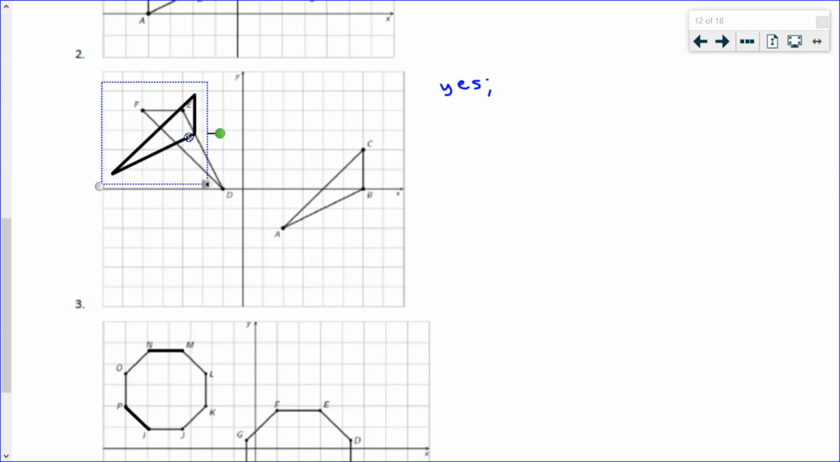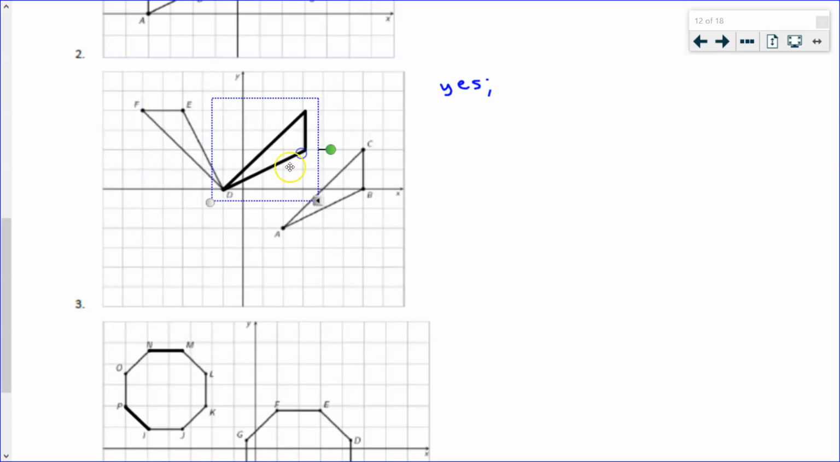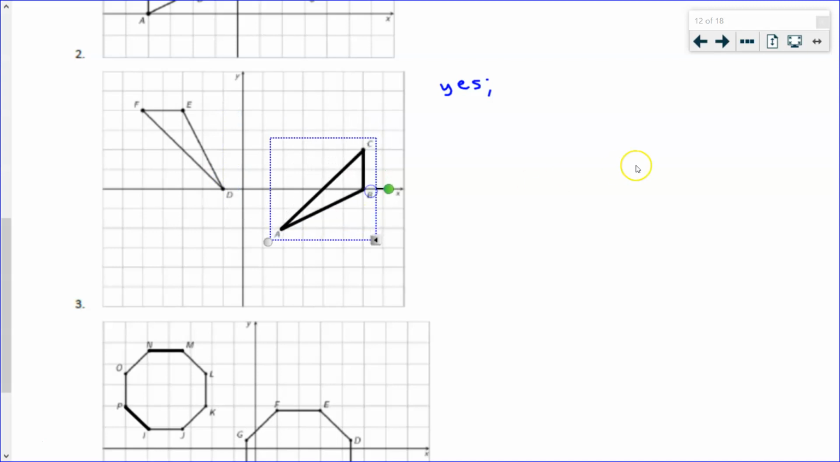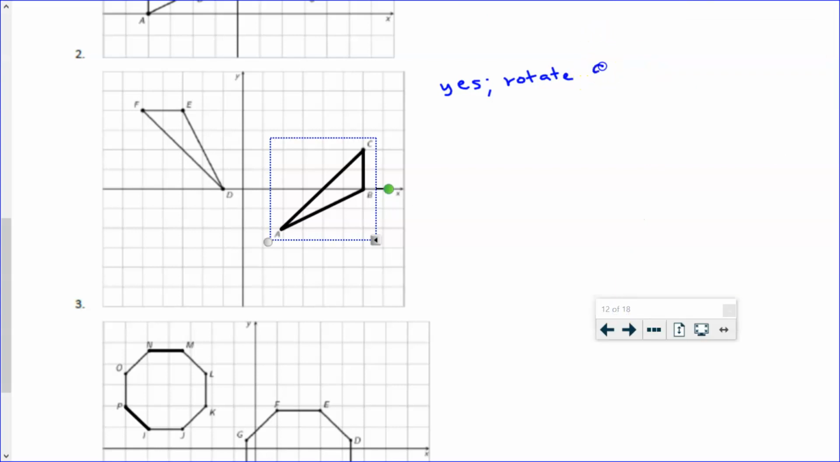So she spun her tracing paper and maybe it spun and it landed right here, but then we have to continue to move it into place. That would be a translation. So I'm going to write that down. Yes, we rotated. The degree is a little bit trickier, but we rotated 90 degrees clockwise. Oh, I'm going to pause for one more second. Yes, rotate DEF, because that's the one that she started with. Rotate DEF 90 degrees clockwise.